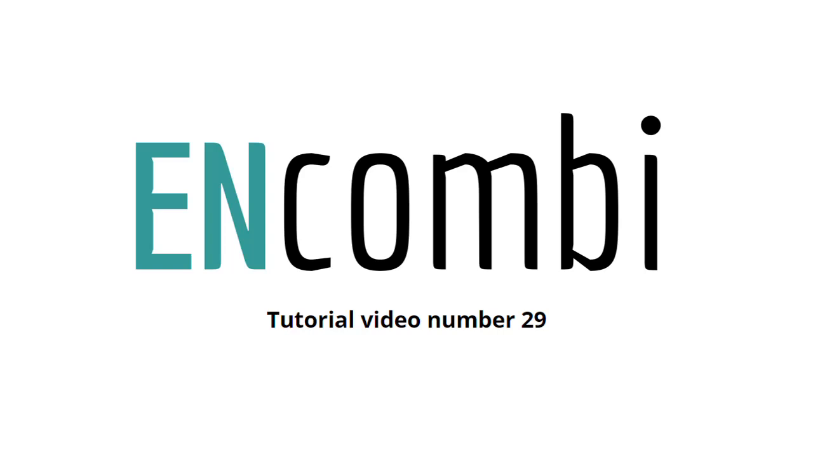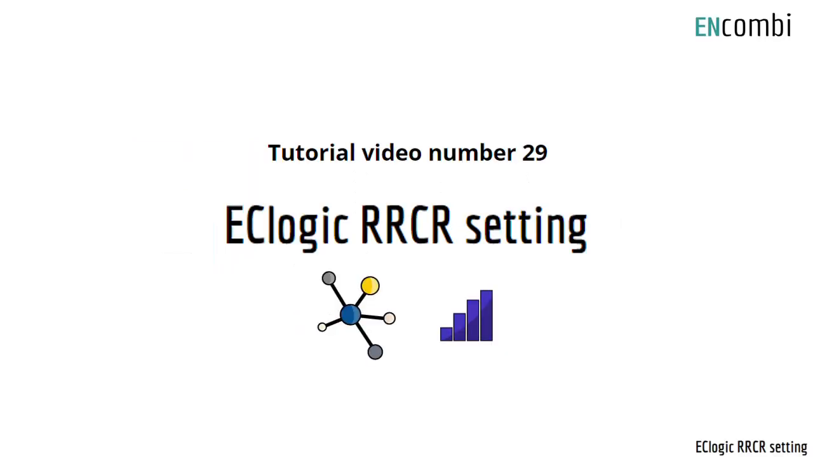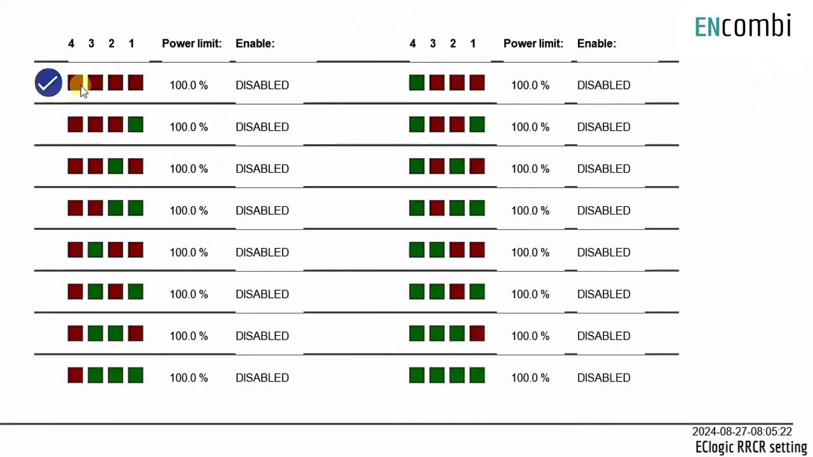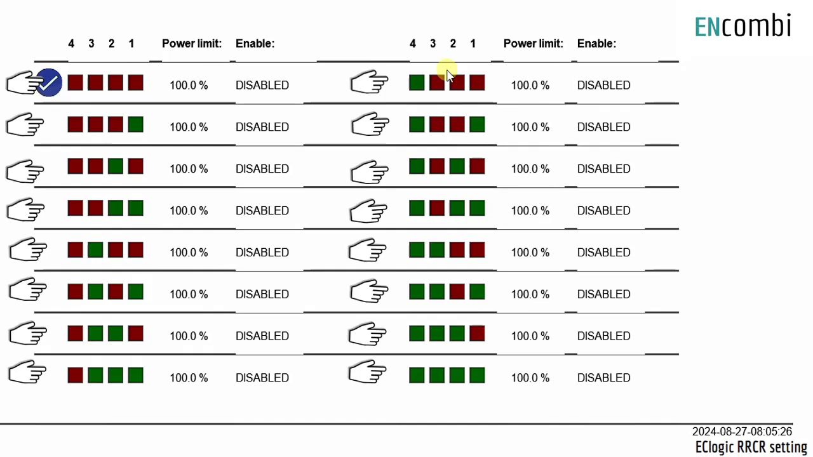EClogic tutorial, video number 29. EClogic RRCR setting. The RRCR is a dedicated configuration setup of RRCR functionality. 16 unique power and COSFI reference levels based on 4 input combinations can be configured.